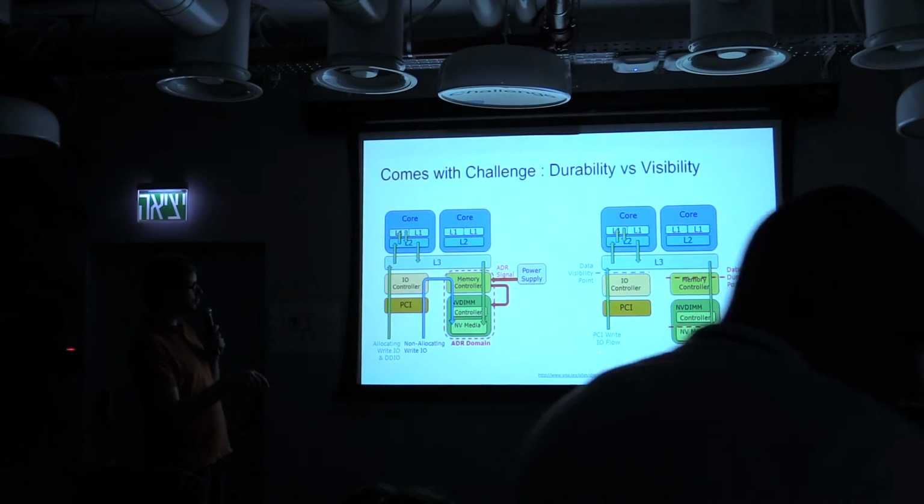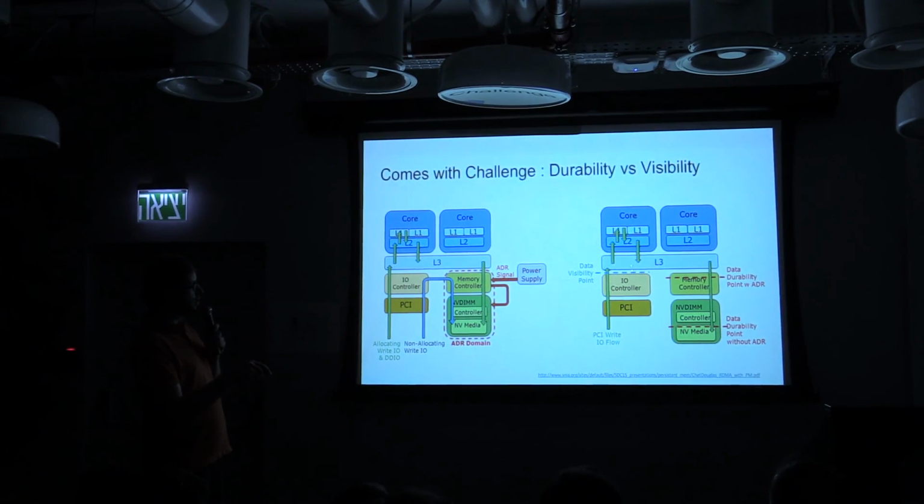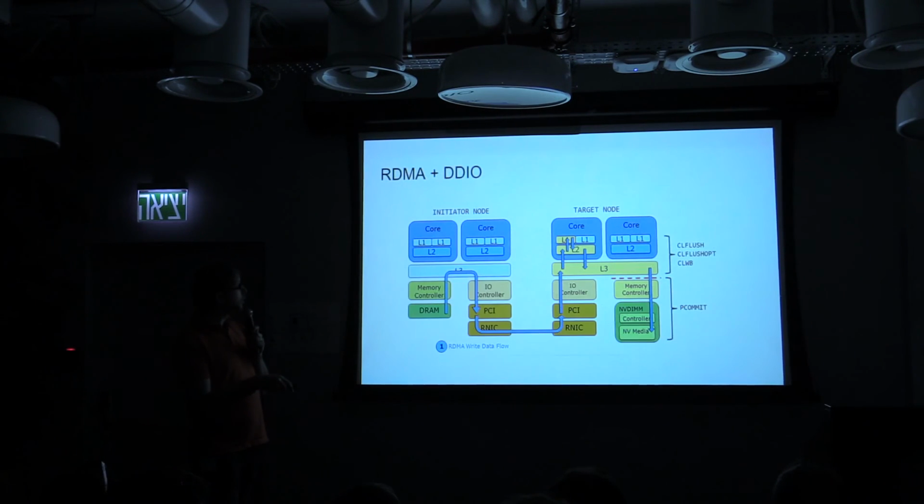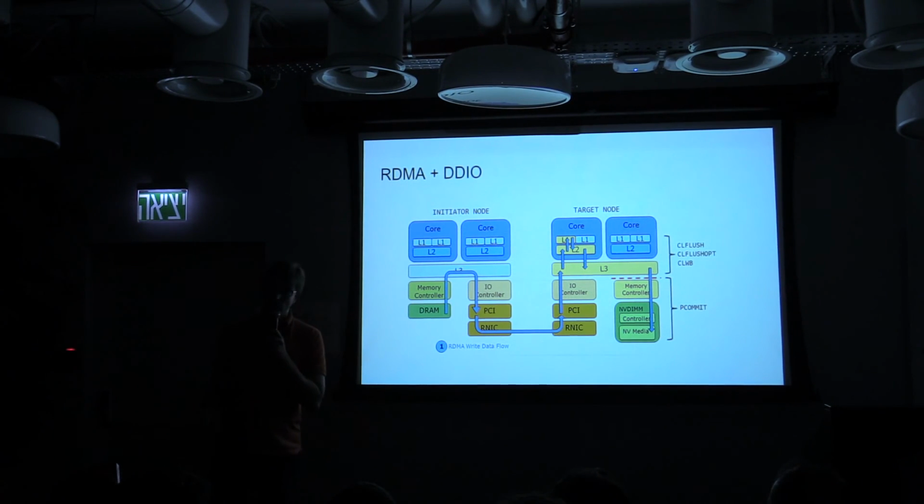So here's the problem, the visibility point. If you do the normal PCI write flow, everything gets there, some cache lines get populated, and then you have data durability. Once you reach the memory controller, with ADR you're durable, you're safe. If you don't have ADR, you need to make sure you actually reach that point. So with RDMA and DDIO, you do one RDMA write, and then an RDMA send with the list of cache lines you wrote to, which is basically the list of addresses, and trigger the CL flush and the P commit, which is not really nice, but it still works.